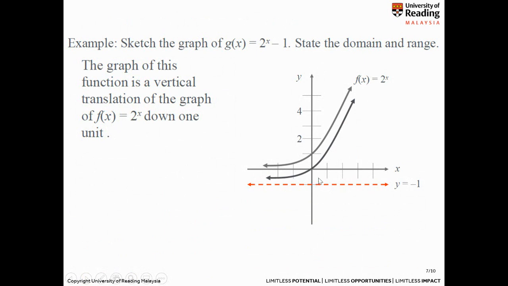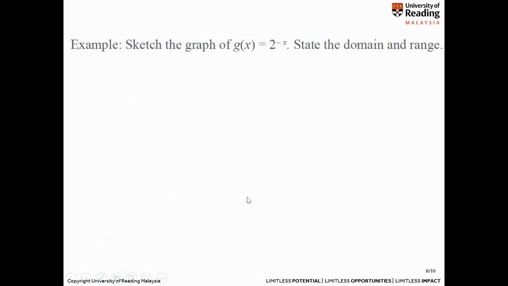The shape is exactly the same. In this case, you'll see that your y equal to minus 1 is your asymptote. Asymptote is a line where the graph never meets or crosses. So the domain, it can take from minus infinity to positive infinity. And the range, you will never meet minus 1. So you will be greater than minus 1 and less than infinity. That is the range.